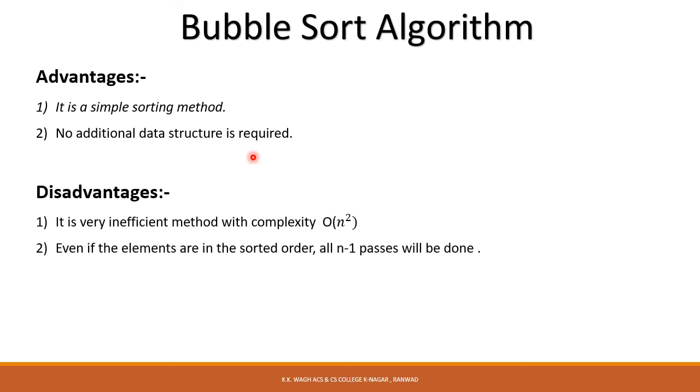Now, what are the disadvantages? The disadvantage is that it is a very inefficient method with complexity big O of n square. Big O of n square is the highest complexity, that is an inefficient method. Then even if the elements are in sorted order, that is in the best case, all n minus 1 passes will be done. We have to go through them again. So that is the disadvantage of the bubble sort.